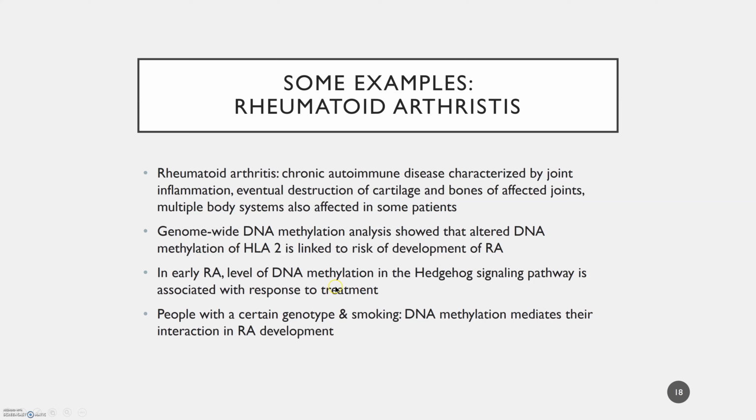In early RA, the level of DNA methylation at various sites in the hedgehog signaling pathway is associated with the patient's response to treatment. Recent data also suggest that DNA methylation mediates the risk of developing RA due to smoking in people with certain genotypes.